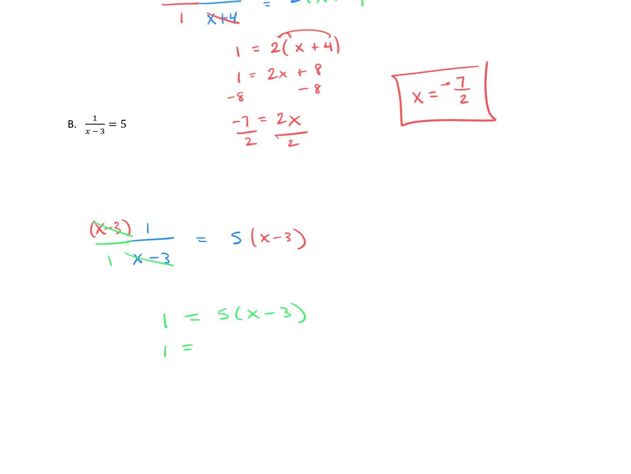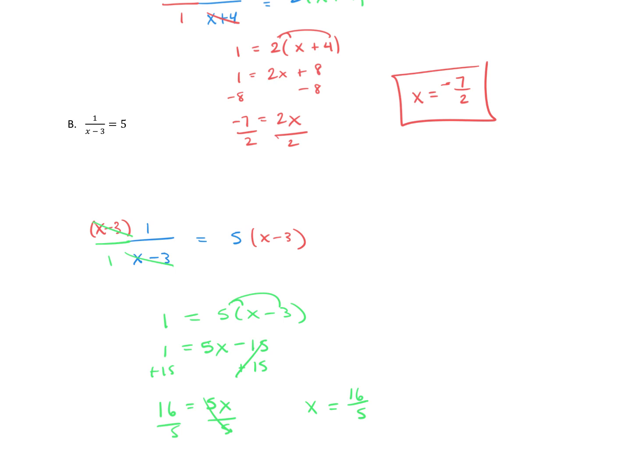So we're going to distribute the 5. 5 times x is 5x. 5 times negative 3 is negative 15. Let's add 15 to both sides. Ooh, I forgot to talk about something in the beginning. We'll talk about it in the end. All right, 16 equals 5x. Divide both sides by 5, and x equals 16 fifths.